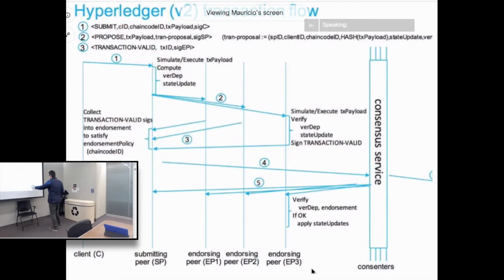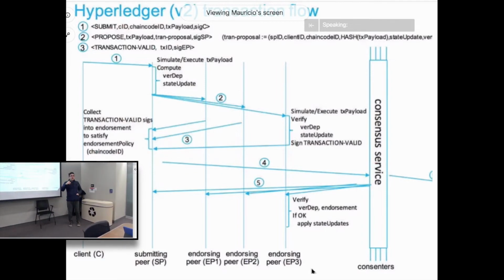I have a client, I have an application, and I want to send a transaction. Then I go to a peer. It's the endpoint, the first layer, when you connect to the submitting peers. What you're going to do is simulate and execute the payload smart contract. So I'm going to verify the dependencies and the state updates.